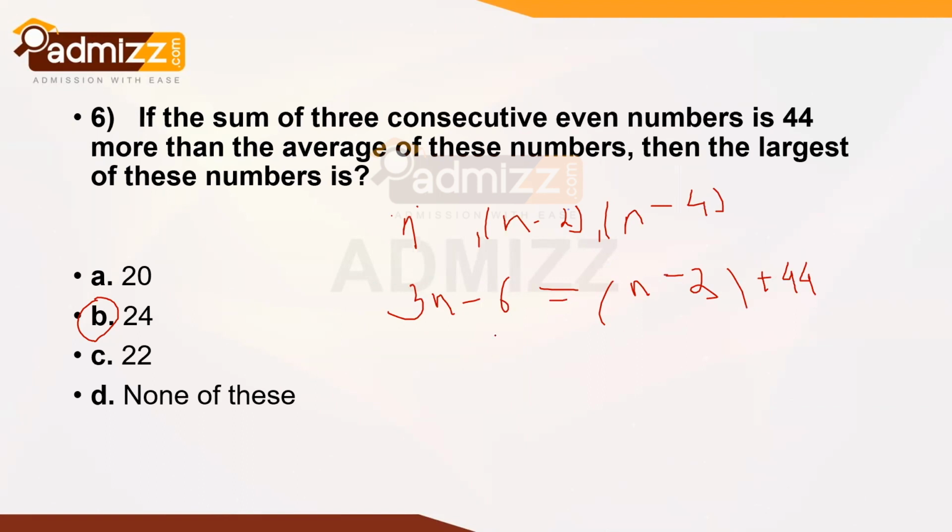So we solve this equation. We get 2n is equal to 48, and we get n is equal to 24. Since n is the largest even number, that is our answer. Is this clear to everyone?